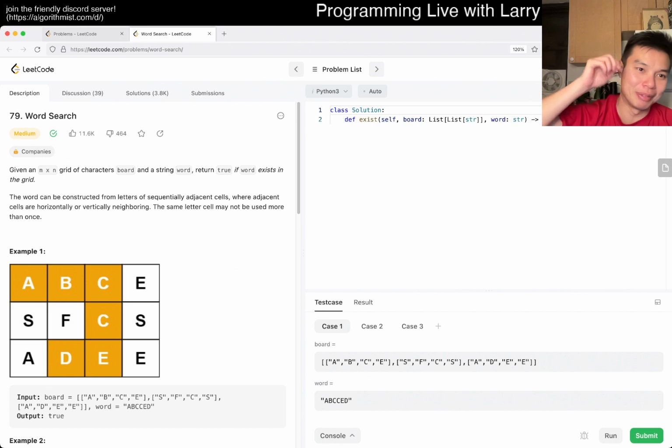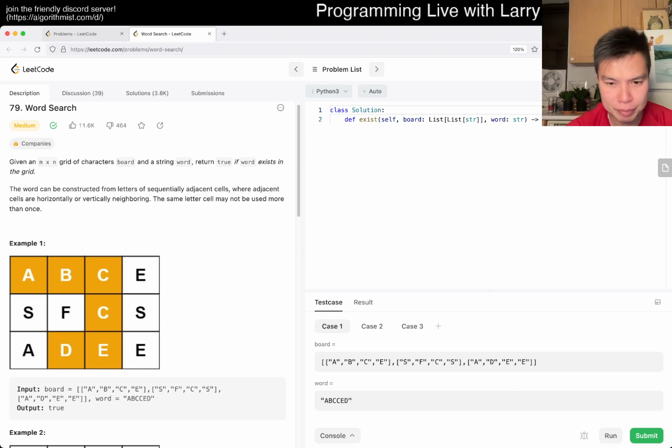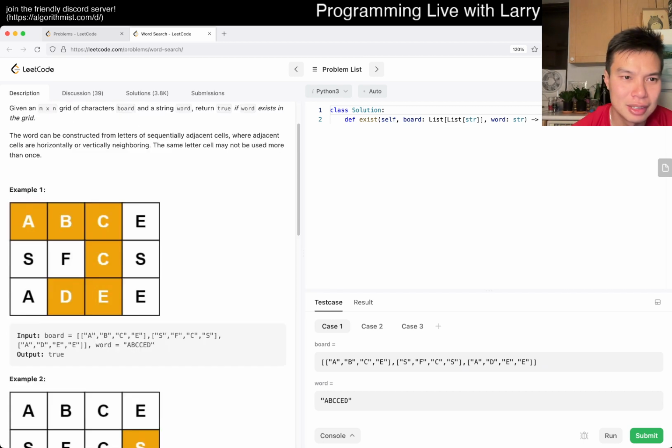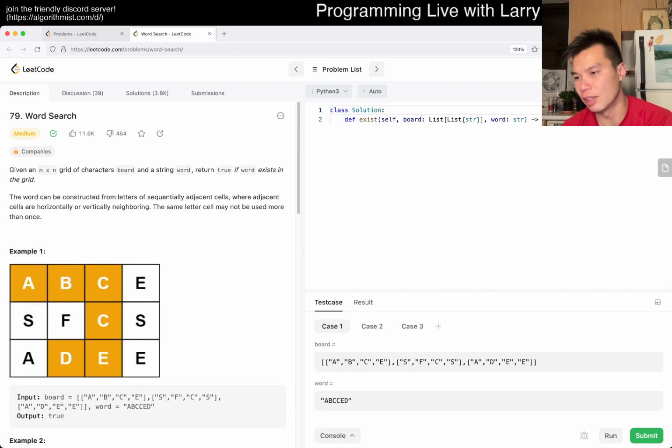That's my first impression. Let me double check that this is the right problem that I'm talking about. Okay. I think these problems are always a little bit tricky because they are inherently exponential, right?